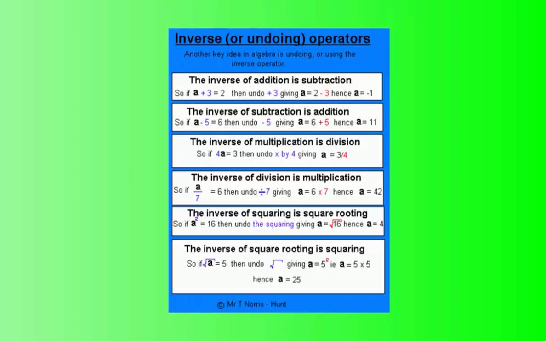Another reminder is when moving one piece from one side of an equation to the other, you need to use those inverse operations. So addition and subtraction are inverses of each other, multiplication and division are inverses, and also square root and squaring are inverses of each other.